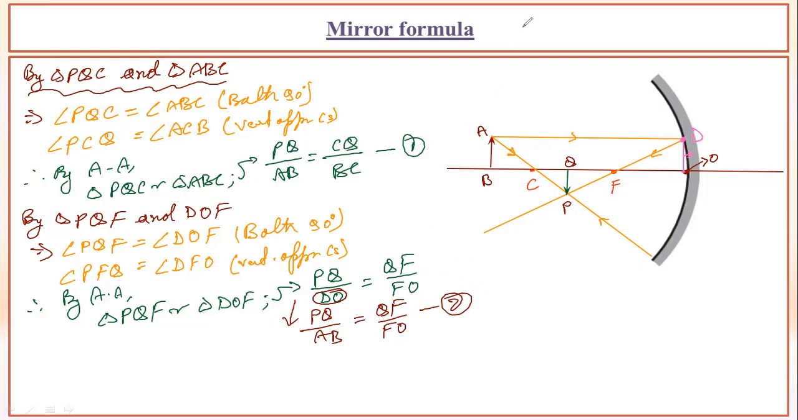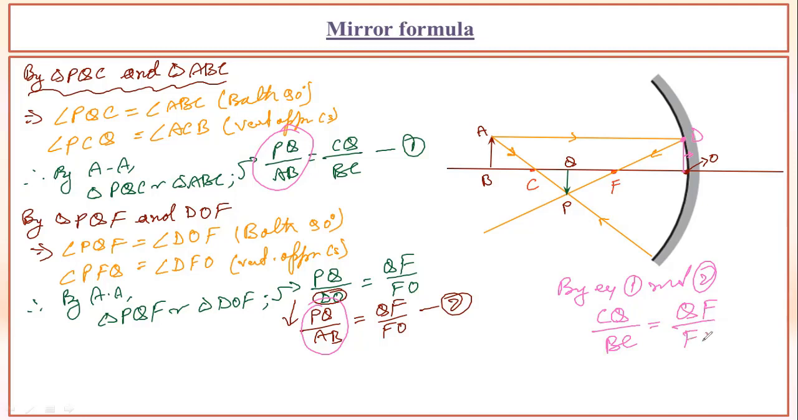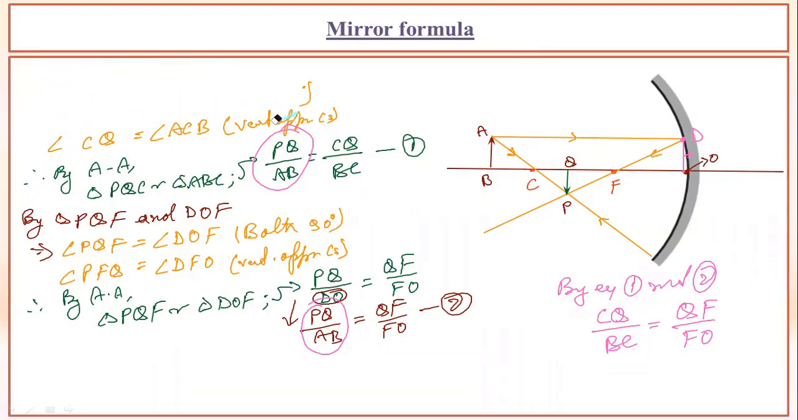So when we come across these two equations, we see that both equations contain PQ by AB. So we can say that by equations 1 and 2, CQ upon BC is equal to QF upon FO. So this is the main component which we obtained by taking these two sets of triangles similar. Now let's move to the second part of the derivation.